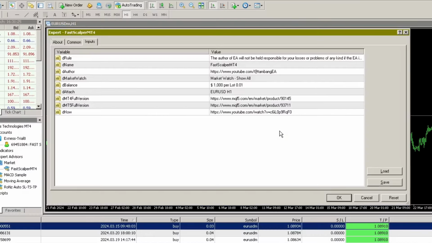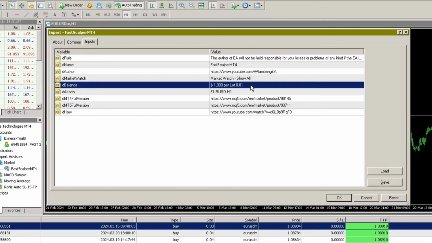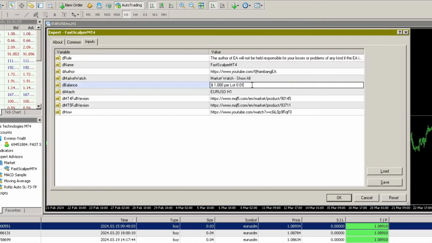It is recommended to use capital of at least $1,000, and the lot size opened will automatically adjust the balance. For every $1,000, the lot size open starts from 0.01 lot.